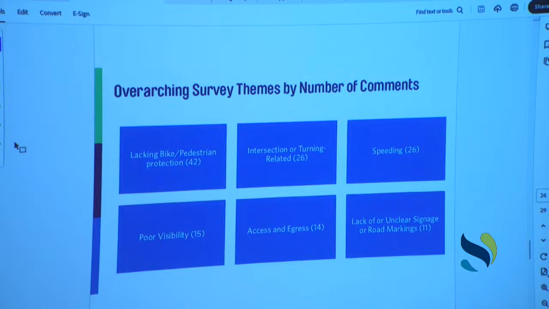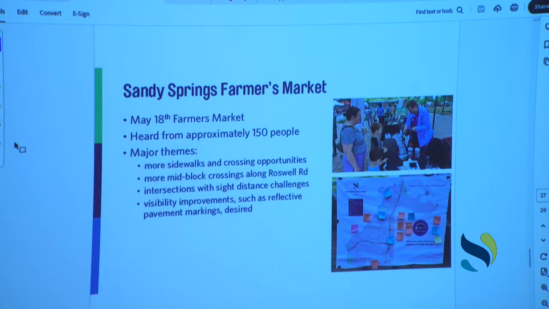Some of the themes that came through were the lack of bicycle or pedestrian facilities, intersection conflicts and the ability to turn safely at intersections. Speeding came through, visibility at driveways, access and egress issues at commercial developments or major shopping centers, and lack of clear signage along the roadways. Those are some of the initial findings from the survey.